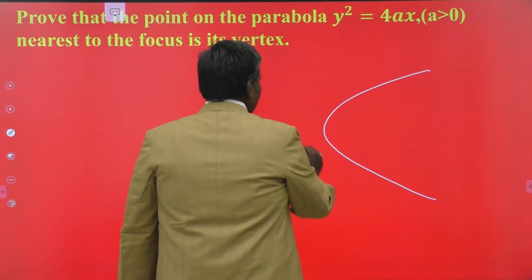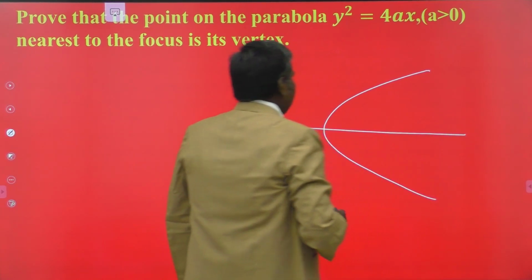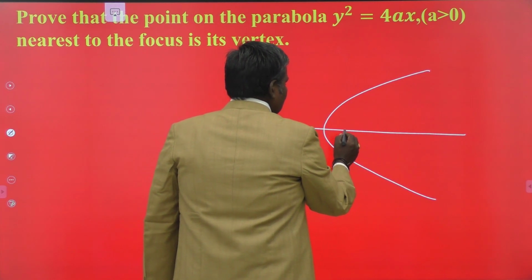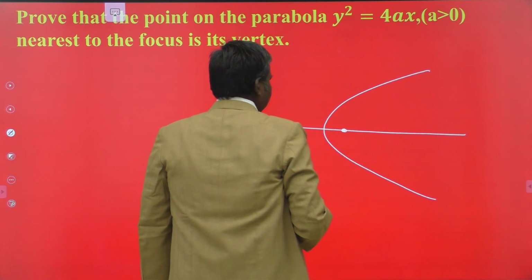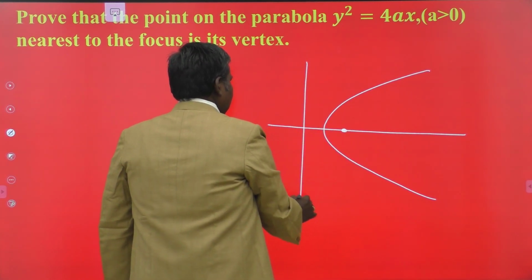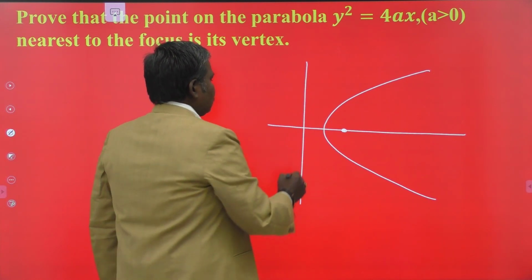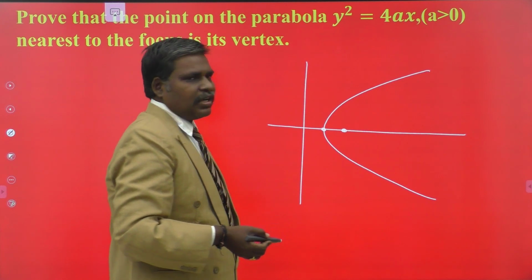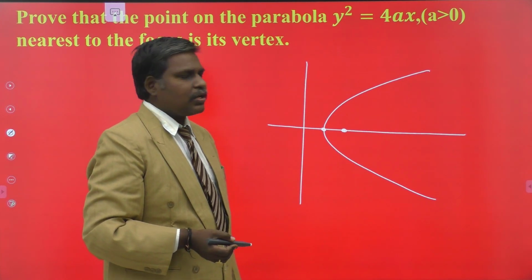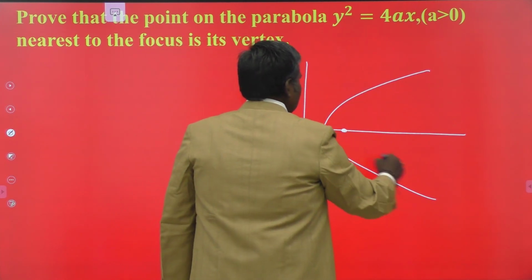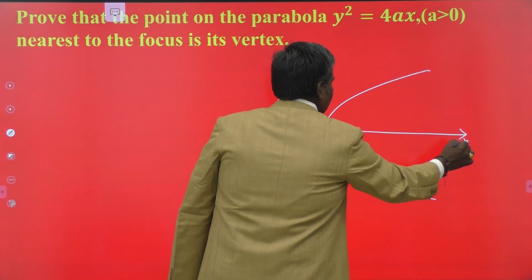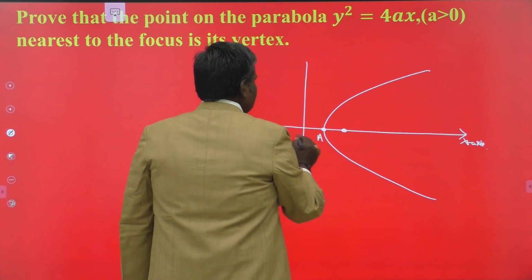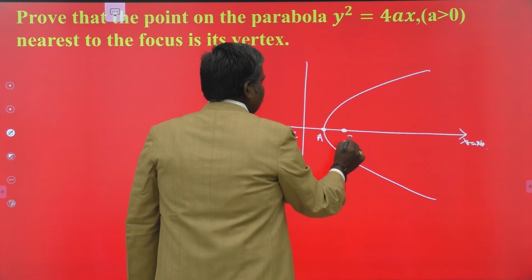This is the parabola. This is the axis of the parabola, so your focus always lies on the axis. This may be the directrix. This is the vertex. Vertex is the point of intersection of the axis with the curve. The curve is the parabola, and this is its axis, the x-axis. So this is your vertex. This is the foot of the directrix. This is your focus.